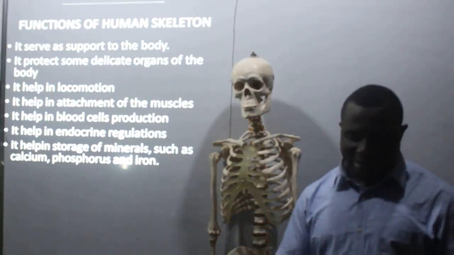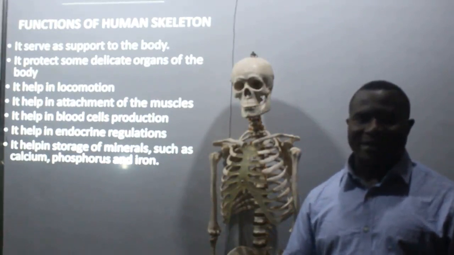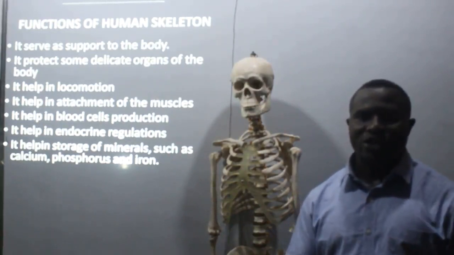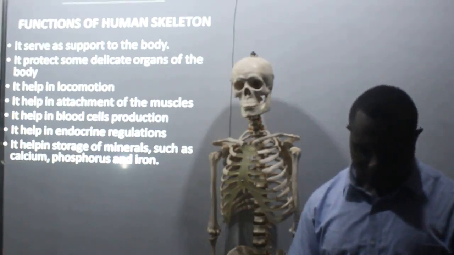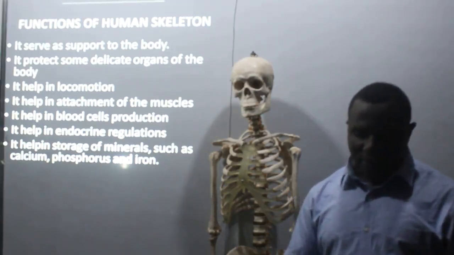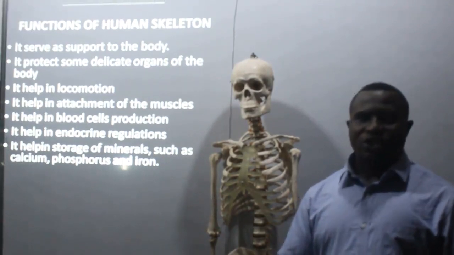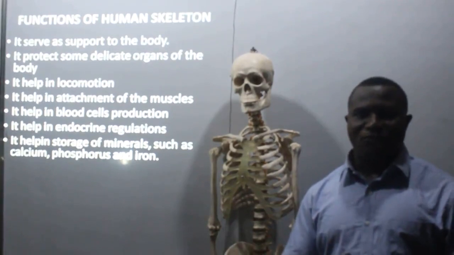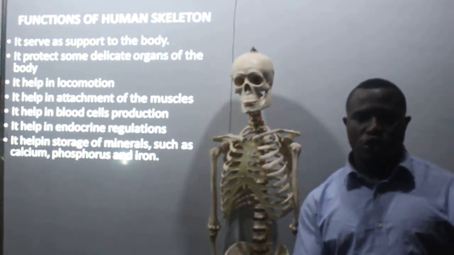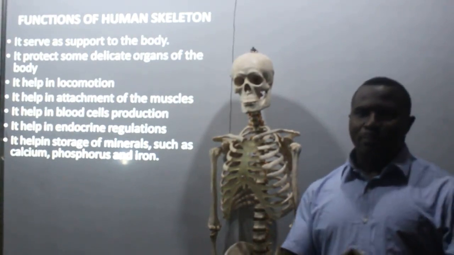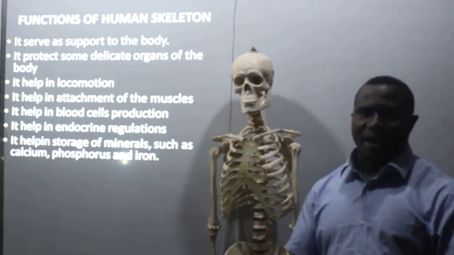4, it helps in the attachment of muscles, which help to hold the bones together, such as the tendon and the ligament. It helps in blood cell production, which some of the blood is formed through bone marrow, especially in children. But in adults, the blood cells are formed within the cartilage and the vertebrae.